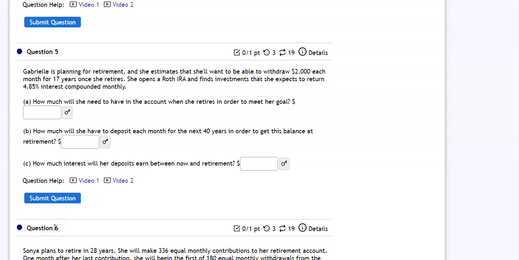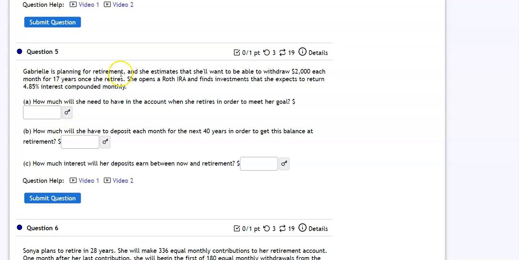Okay, so let's look at question 5. Gabrielle is planning for retirement, and she estimates that she'll want to be able to withdraw $2,000 each month for 17 years once she retires. She opens a Roth IRA and finds investments that she expects to return 4.85% interest compounded monthly. So our first question is, how much will she need to have in the account when she retires in order to meet her goal?